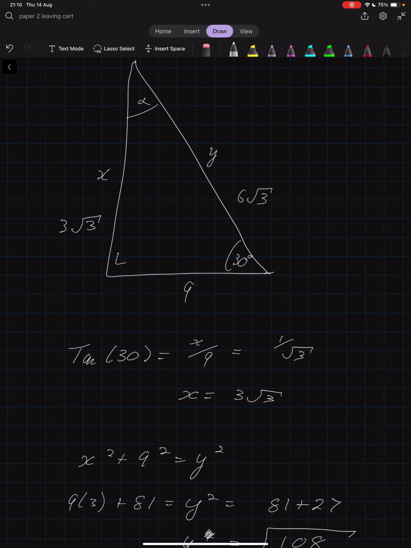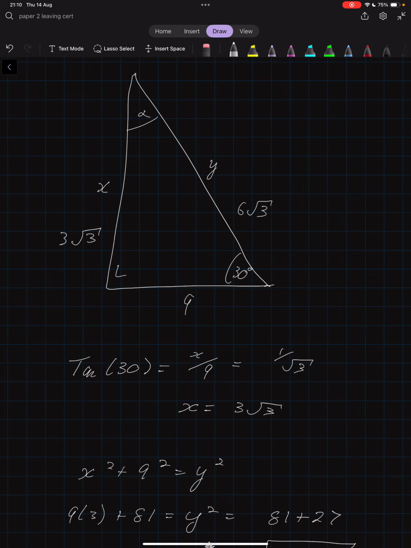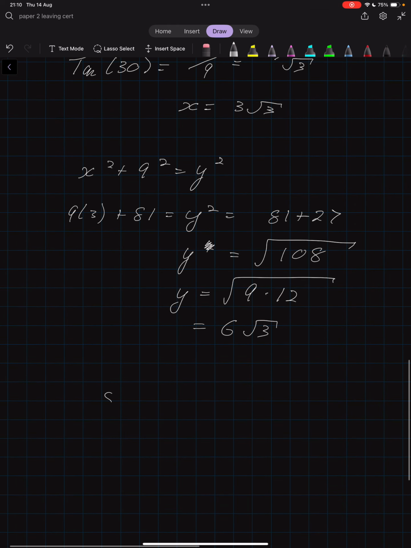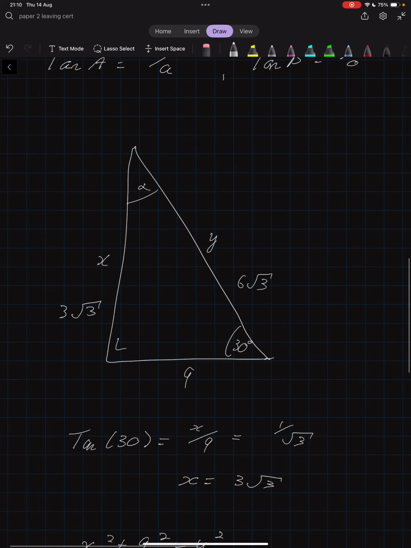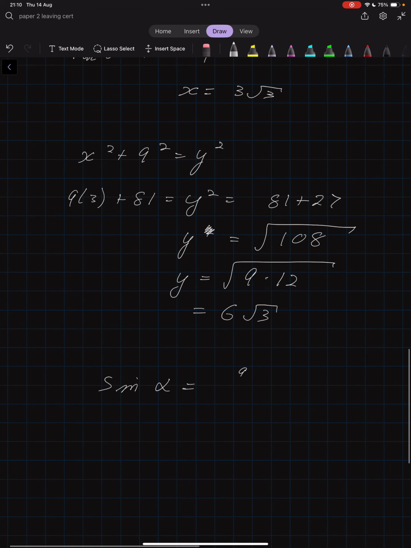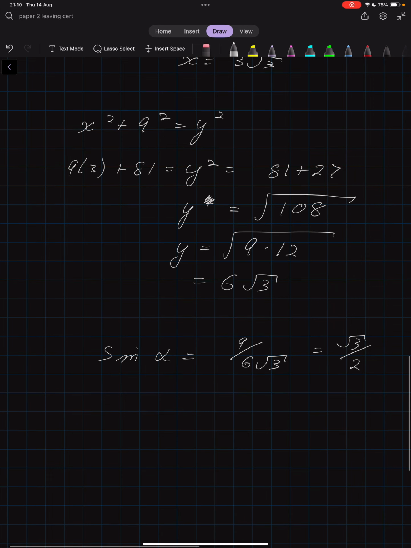And then finally, to get alpha, I can just use, say, sine. I can say the sine of alpha is equal to the opposite. The opposite to alpha is 9, divided by the hypotenuse, which is 6 root 3. Okay? So this is root 3 over 2. And then alpha is going to be sine minus 1 of root 3 over 2. Like that.